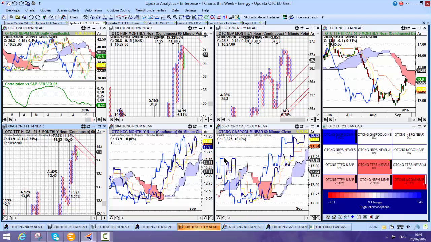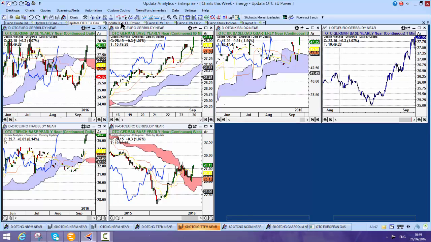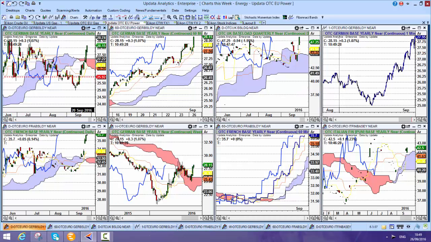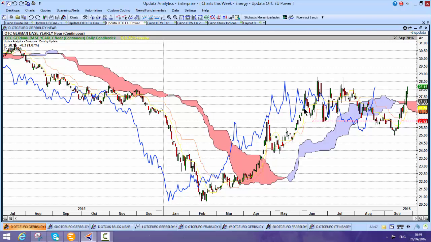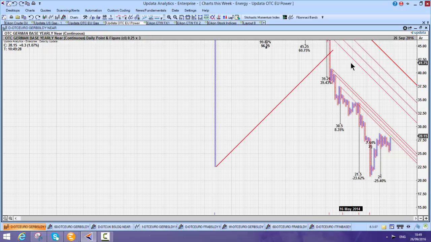And the pictures for NCG and Gaspool are quite similar. We take a look at power. German power is back through the cloud, so starting to look quite bullish here. It doesn't need to take out these June and July highs, but it's looking pretty strong back above the cloud. If we press the T key on this daily chart, we do still have downside targets. No real big thrust targets here.